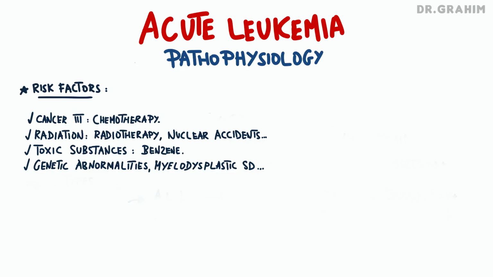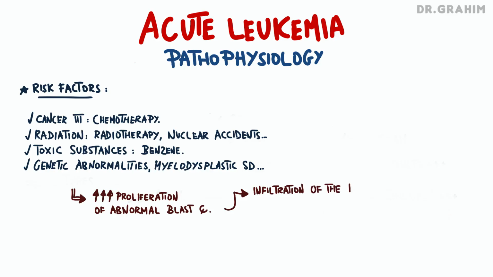In all cases, what characterizes the disease from a pathophysiological point of view is the massive proliferation of abnormal blast cells, as we said before. This uncontrolled multiplication leads to two major consequences. First one, infiltration of the bone marrow. The blasts progressively replace normal cells, thus preventing the marrow from properly producing essential blood cells: red blood cells, white blood cells, and platelets. This causes bone marrow failure syndrome, responsible for anemia, frequent infections, and coagulation disorders.